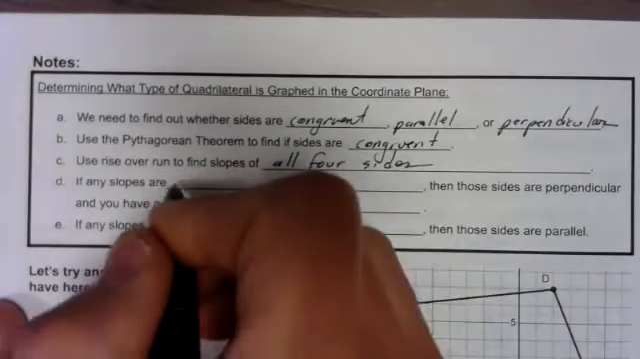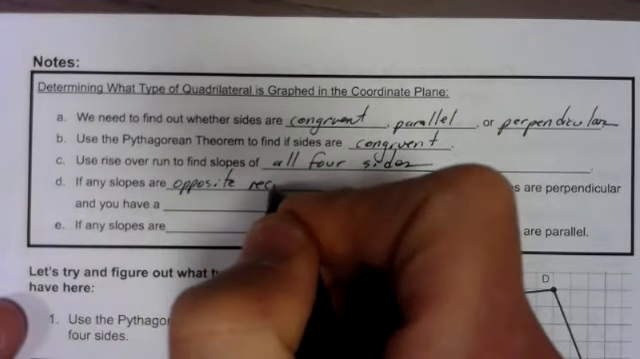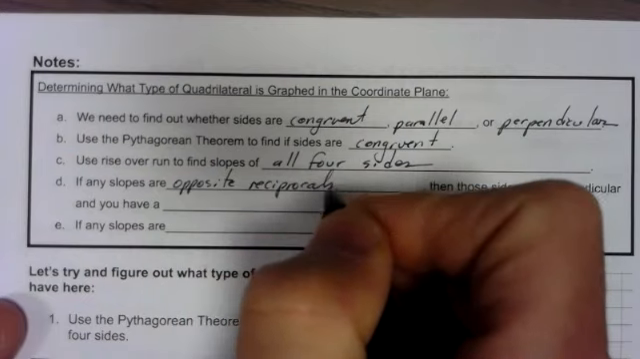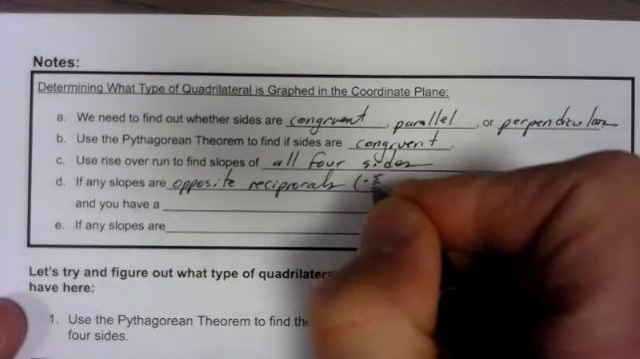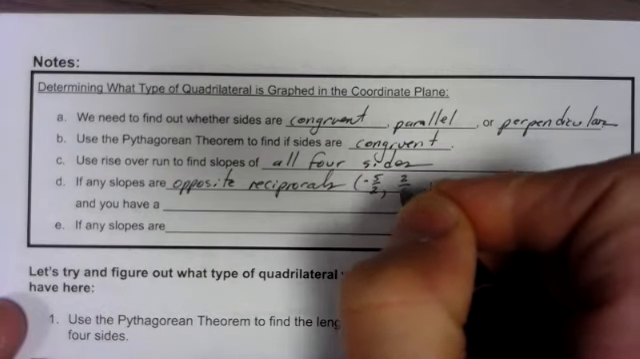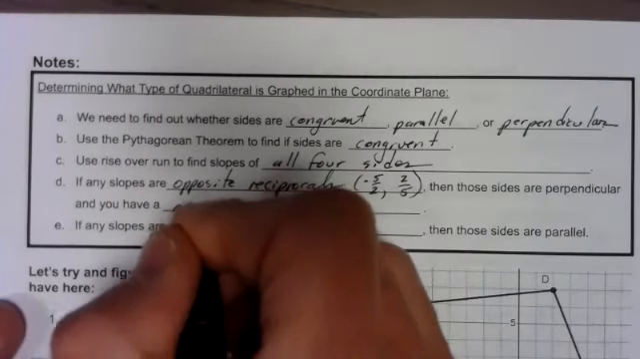If any slopes are, remember, opposite reciprocals, like our example of -5/2 and +2/5, then those sides are perpendicular and you have a right angle.